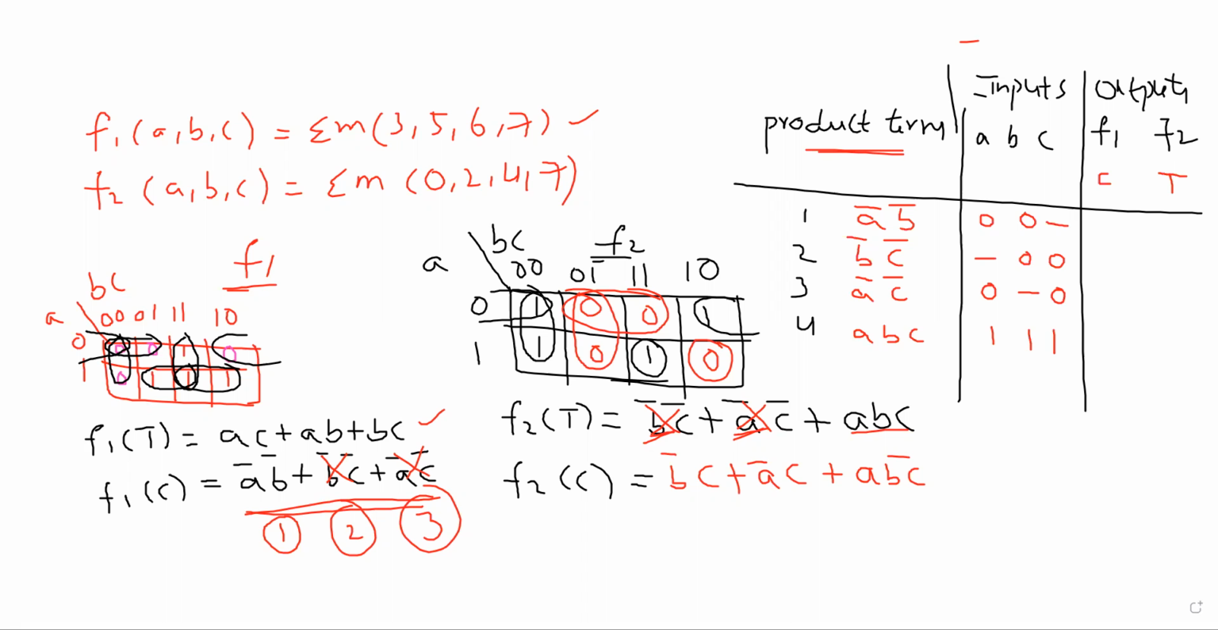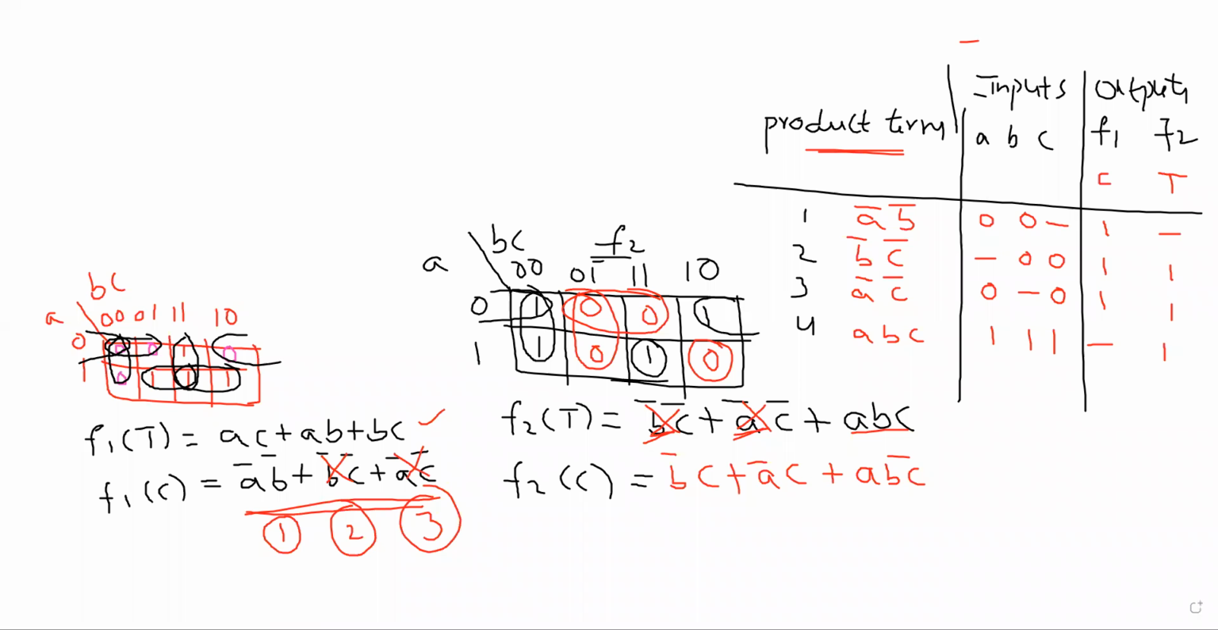Now while filling the output columns, let us carefully observe f1 in complement form: a bar b bar, b bar c bar, a bar c bar are present. Therefore the first 3 are present in f1. It is not present in f2. a bar b bar is not present in true form, the remaining 3 are present. 1 2 3. In this way you have to fill the programming table. Is it clear? After the programming table, what is the next step? We have to implement it.